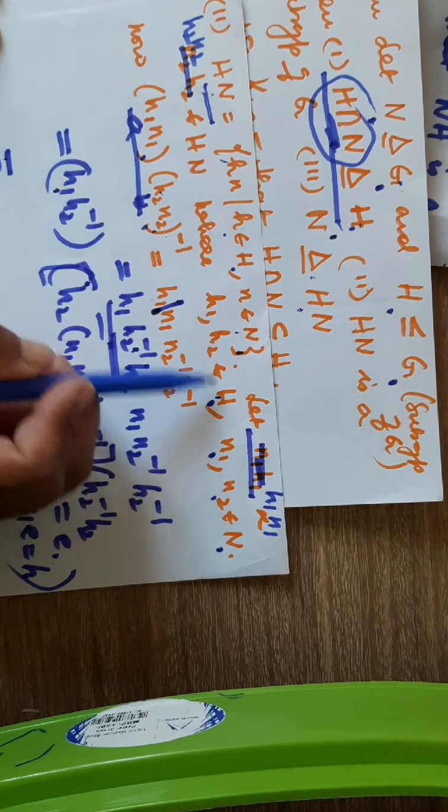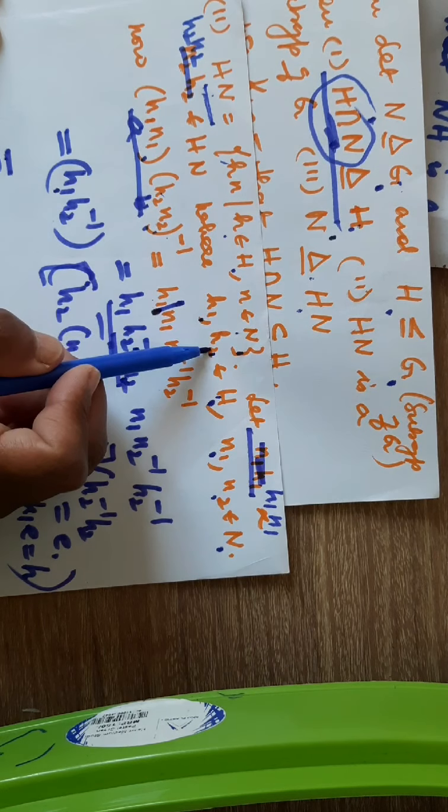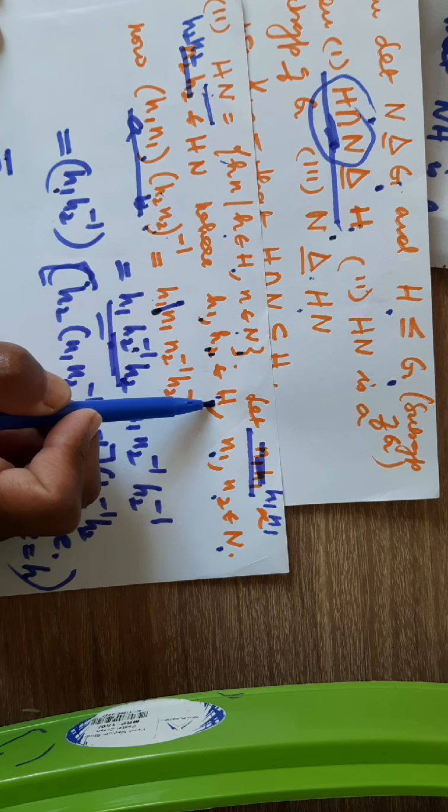So this is equal to 1. Now h1 is an element of H, h2 is an element of H. So h1 h2 inverse belongs to H because H is a subgroup of G. So this element belongs to H. Now what about the second one?